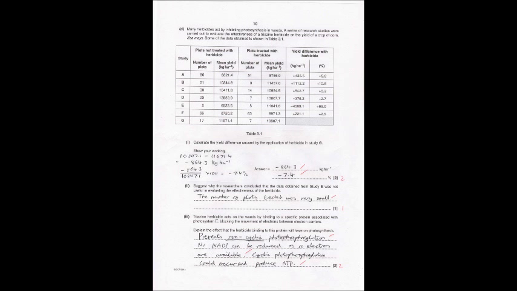Now, you'll always get a bit of an experiment at some point. Here's the experiment bit. Many herbicides act by inhibiting photosynthesis in weeds. A series of research studies were carried out to evaluate the effectiveness of a triazine herbicide on the yield of a crop of corn, Zea mays. Some of the data obtained is shown in figure 3.1. Calculate the yield difference caused by the application of herbicide in study G. So basically it wants the two figures that have been left out from the table.